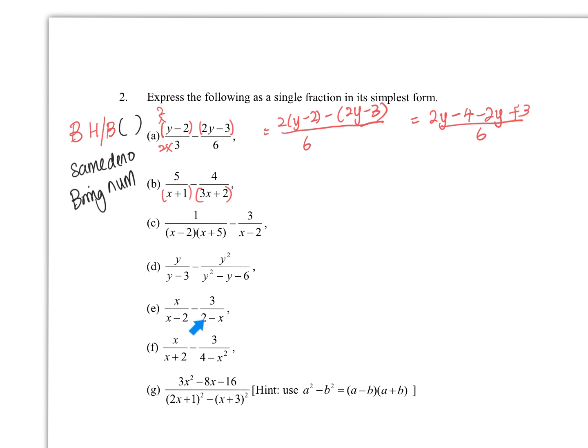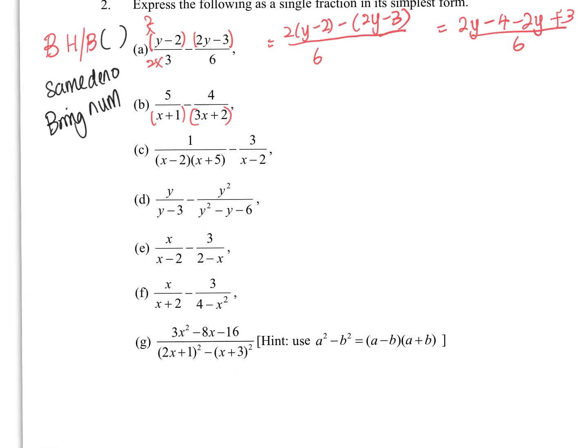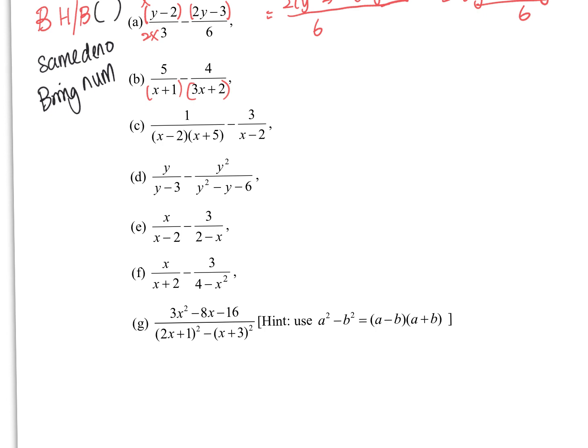And for part E, you realize that the denominator is the same except the sign has been reversed. So x becomes negative x, negative 2 becomes 2. So I need to change sign. How do I change sign? If you have forgotten, refer to this now. X minus 2, you change sign, means that minus will become plus. 3 over 2 minus x becomes x minus 2, just reverse sign. And your answer will be 3 plus x over x minus 2.